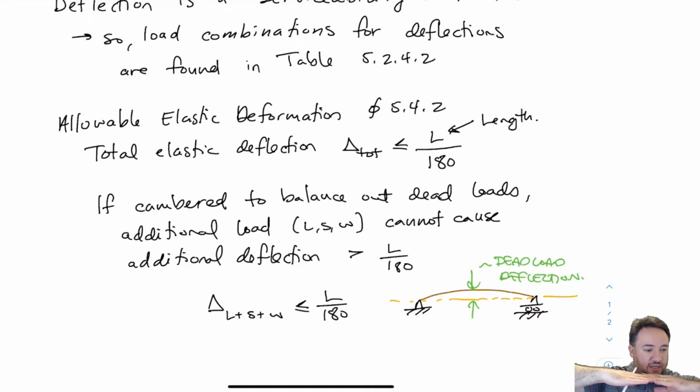Instead of using it against my total loads, I can just look at L over 180 caused by just the other loads that are not dead load, live, snow and wind, for example. So it basically allows my total deflection to be greater, which means my beam can be more slender. And if I do provide that camber, then basically I have a less stringent deflection requirement, because my deflection requirement is not on the total deflection anymore, but only on that deflection caused by live, snow and wind, for example.